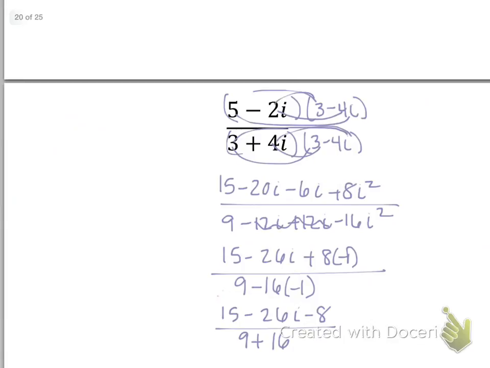Combine like terms on the top and the bottom. So we got 15 minus 8, so we got 7 minus 26i over 9 plus 16 is 25, and then we break it. So 7 over 25 minus 26i over 25.